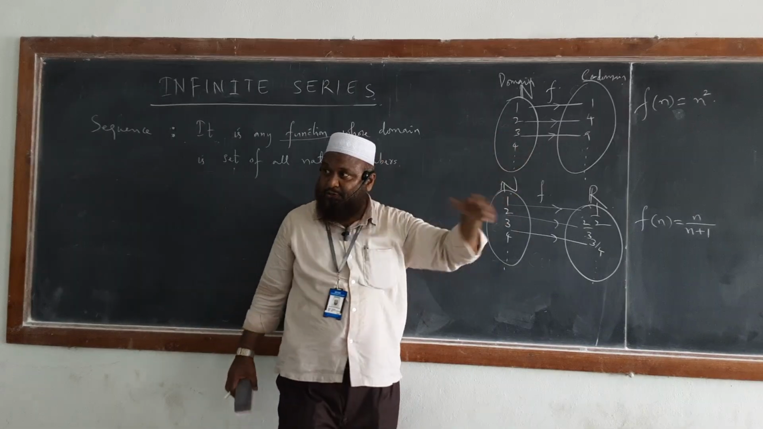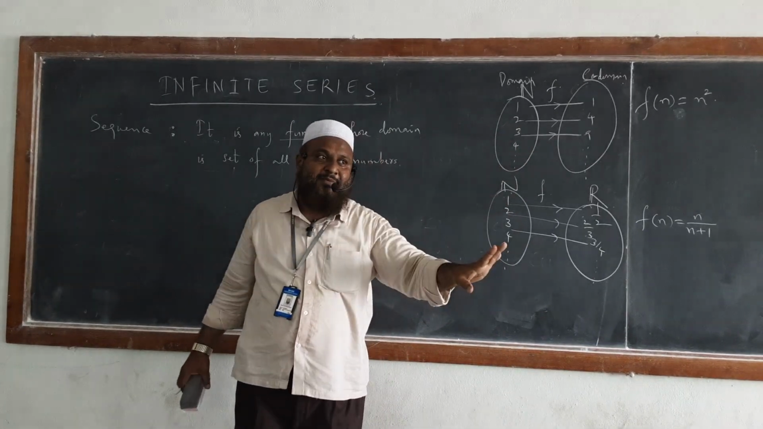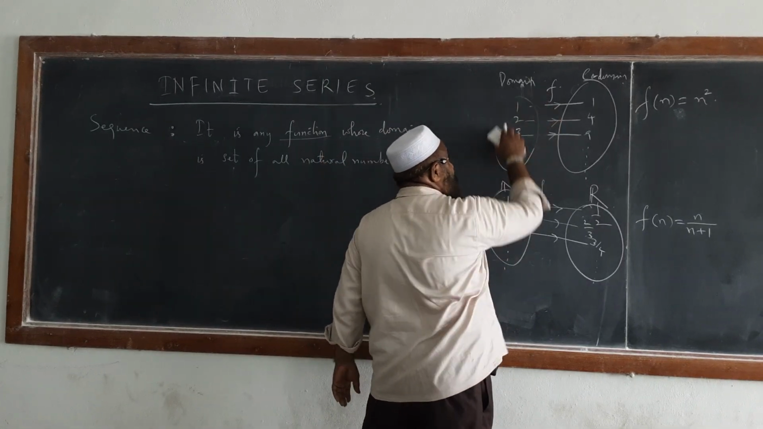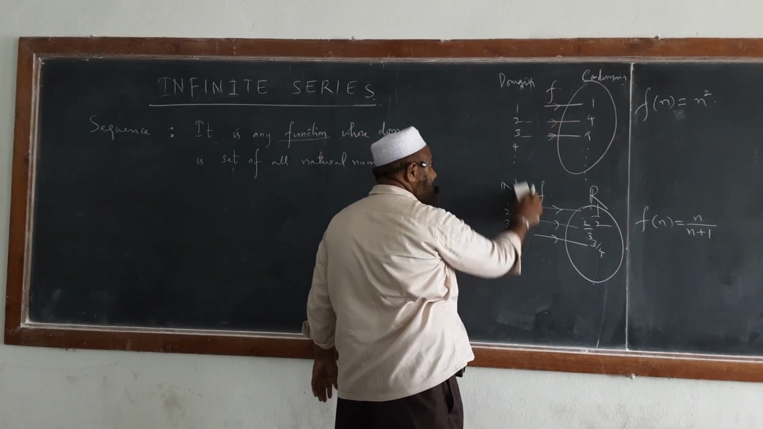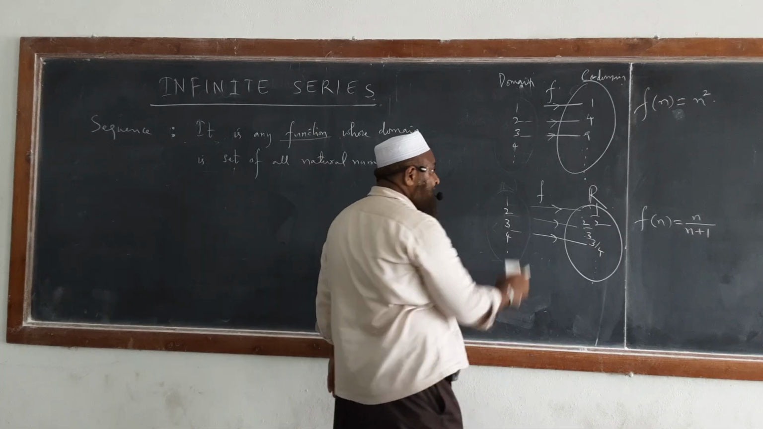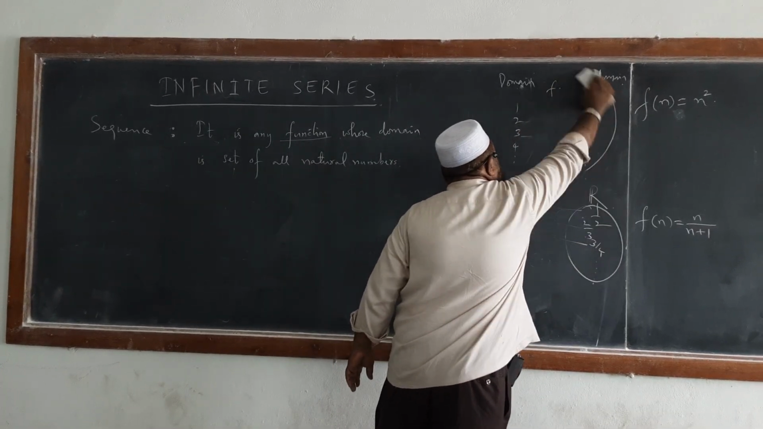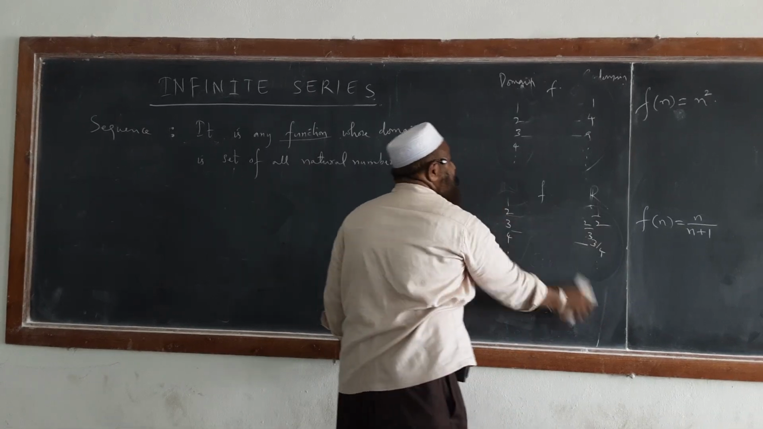Now, if you look at these two, let us drop the common things. What are the common things? This ellipse symbol is common, let us drop it. These arrows are common, let us drop them. Again, what is common? Let us drop.